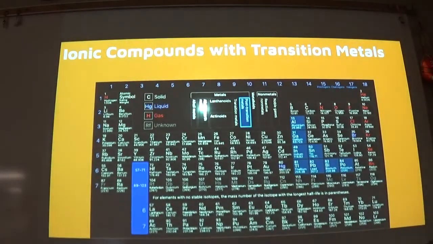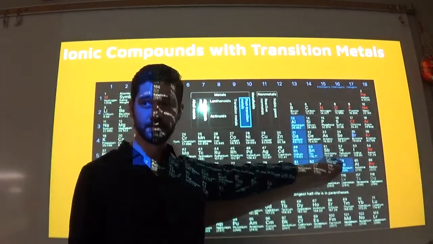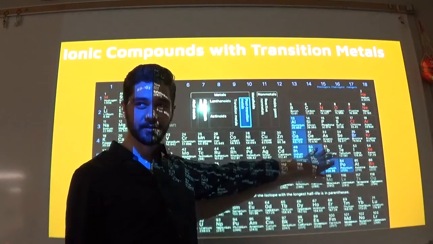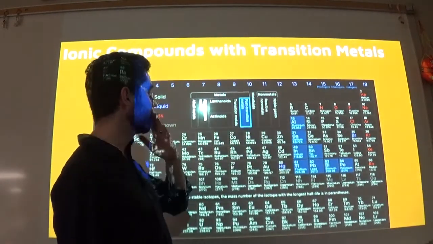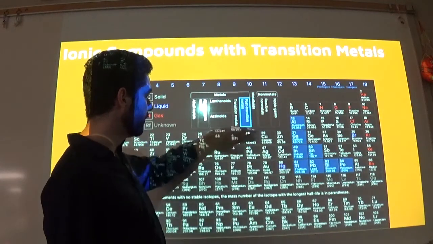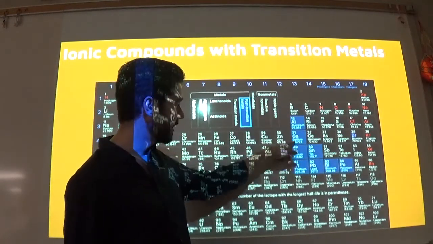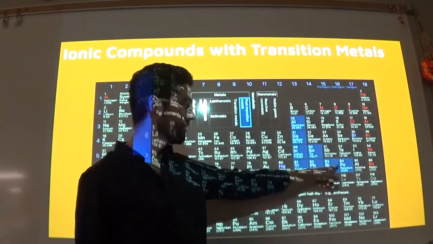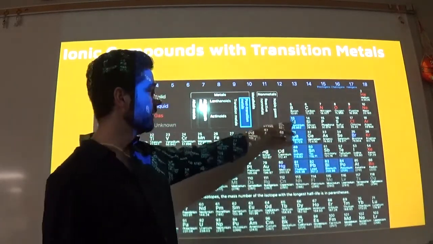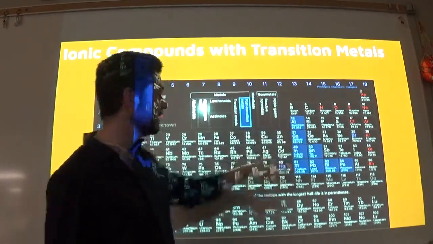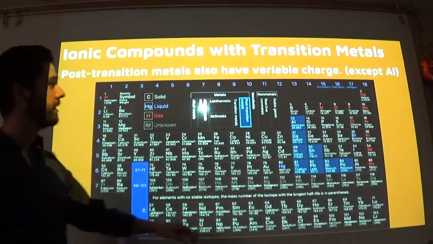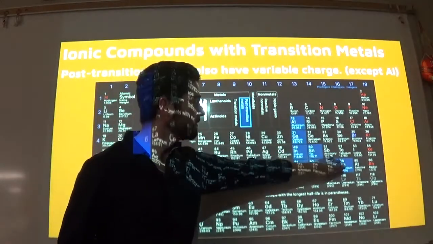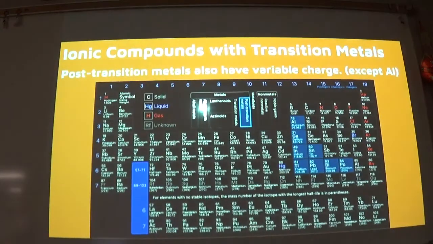Technically, there's a few other elements that need the Roman numeral. There's these elements over here. These are called post-transition metals. Yes, they're in the main group, but they're below the first D subshell. So gallium, indium, tin, thallium, lead, bismuth, and polonium will need a Roman numeral. Aluminum doesn't have any D electrons, so aluminum doesn't fall into this. But these heavy metals down here that are post-transition metals also will need the Roman numeral.